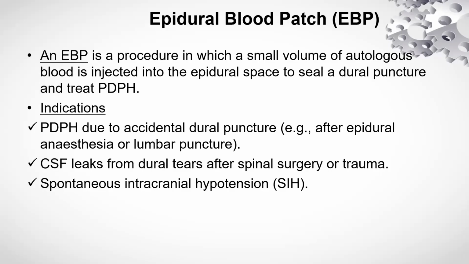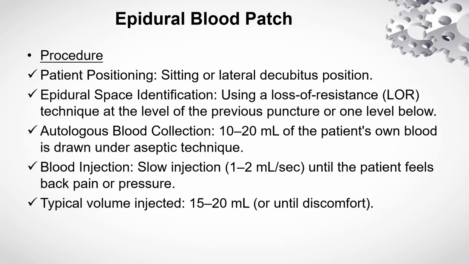So how do you perform an epidural blood patch? It's a procedure in which a small volume, about 15 to 20 ml of autologous blood, is injected into the epidural space to seal off the dural puncture. And the indications are what we provided here. It's the same technique as how to get into your epidural space.